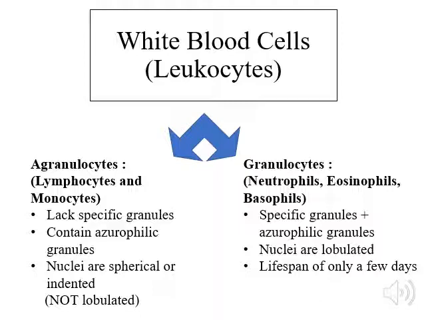Comparatively, the agranulocytes include our lymphocytes as well as our monocytes. The monocytes are cells that are going to give rise to macrophages. These cells lack specific granules. They do contain some granules, but you're not going to appreciate them on microscopic H&E slides. And their nuclei are spherical, although they can be slightly indented, but they are not lobulated.